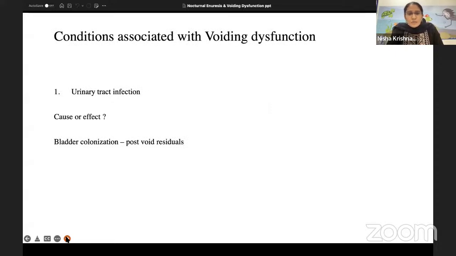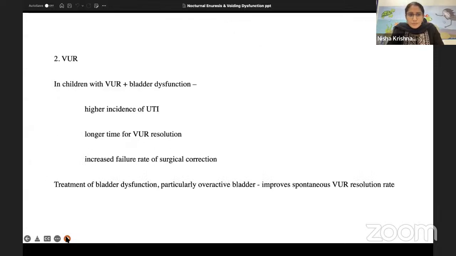What we must remember is that voiding dysfunctions may have associations. Either it may be associated with a UTI. It has been difficult to tell whether it is cause and effect, what came first. But it is likely assumed that the bladder dysfunction has led to a UTI because of chronic retention of urine and bladder colonization in the post-void residues.